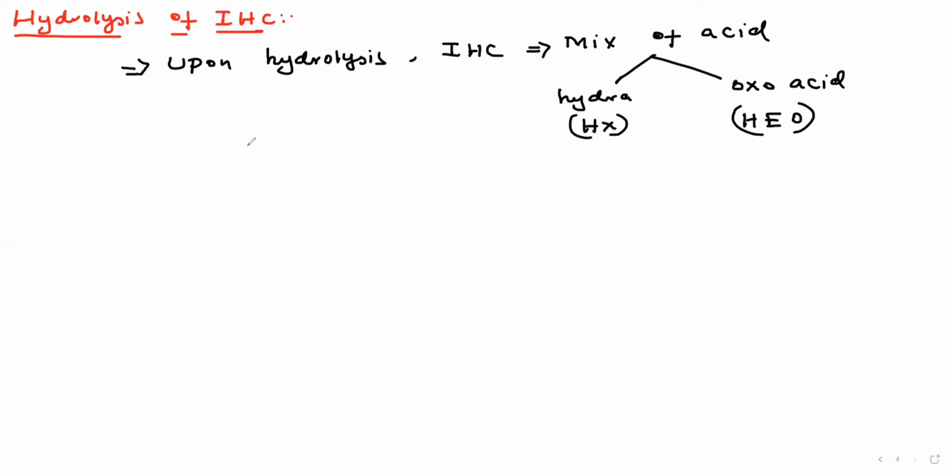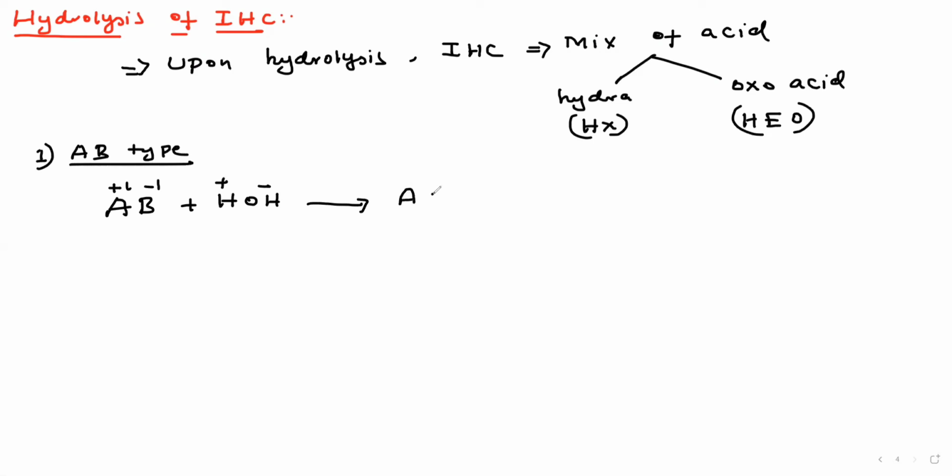I am going to explain one by one. First I take AB, AB3 and AB5. The first one is AB type halogen. I give the general equation first. You know A, B: the central halogen is +1 and this is -1. Water is HOH. In hydrolysis, A and O can make a bond, therefore AOH plus BH. Very simple, right? BH is hydra acid. This is oxo acid.